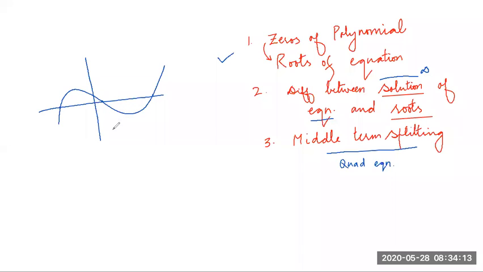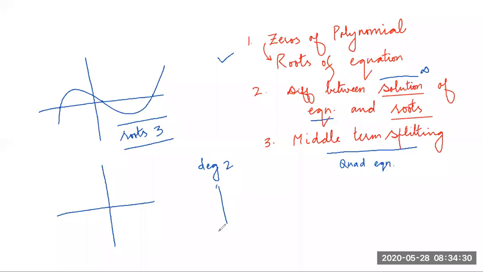So very simple, students, its roots will be 3. Now you see, if you talk about a parabola, the parabola has a degree of 2 because a parabola always represents a quadratic equation, and a parabola will always cut the x-axis at 2 points. Hence, the roots of a parabola are 2.